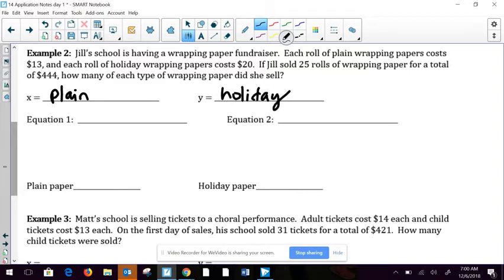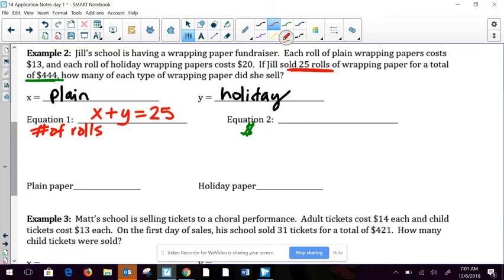Okay, now that we established what we're talking about, what two pieces of information are we given? Okay, so it looks like we're talking about the number of rolls. So we're going to say number of rolls. And the other piece we're talking about is the money. So looking at the number of rolls, we have 25 total rolls sold. So if we take all of the X's, all the plain, and add it to all of the Y's, all the holiday, how many total rolls did we sell? 25. Good job.